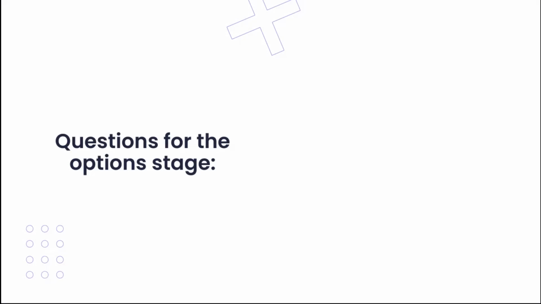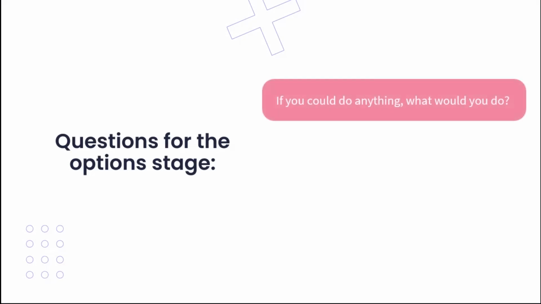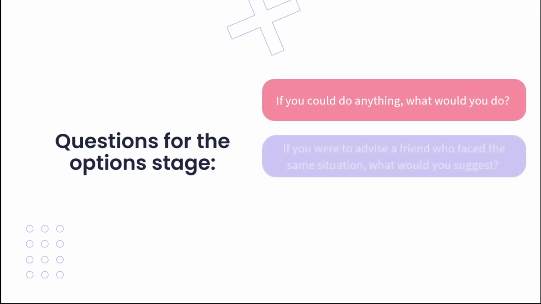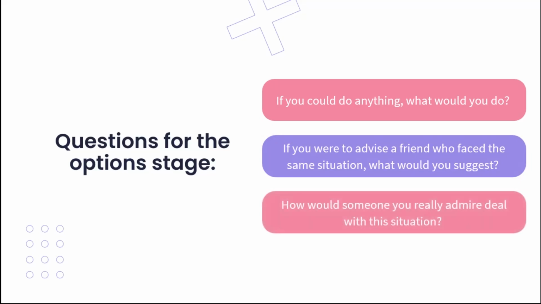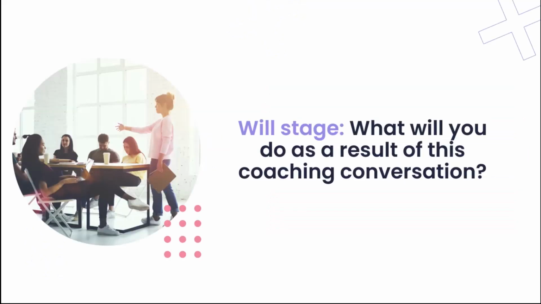Here are some questions for the option stage. If you could do anything, what would you do? Or, if you were to advise a friend who faced the same situation, what would you suggest? Or, how would someone you really admire deal with this situation? And last but not least, the will stage.